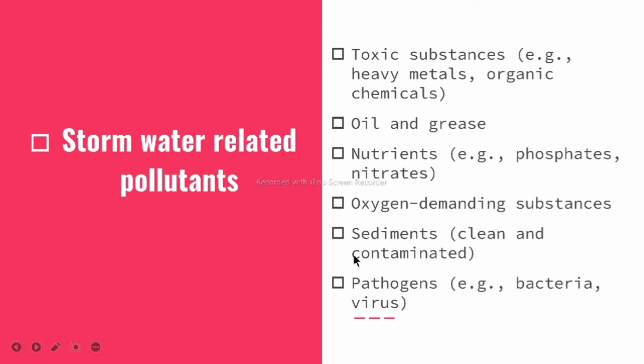So, the stormwater related pollutants include toxic substances such as heavy metals and organic chemicals, oil and grease, nutrients, phosphates, nitrates. These nutrients such as phosphates and nitrates are basically coming from the rice field. Then, oxygen demanding substances, sediments, may be clean or contaminated, and of course, pathogens such as bacteria and viruses.